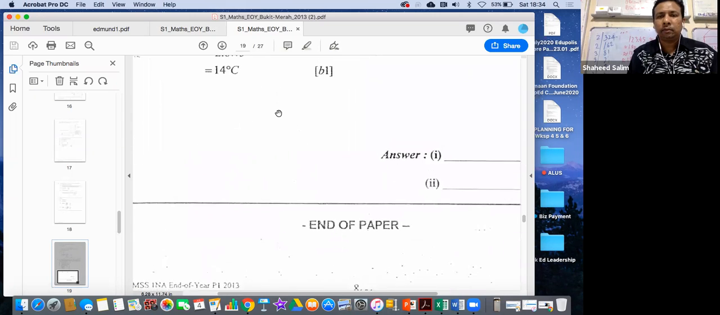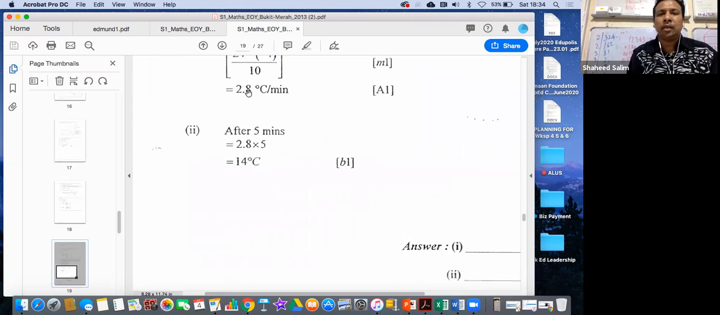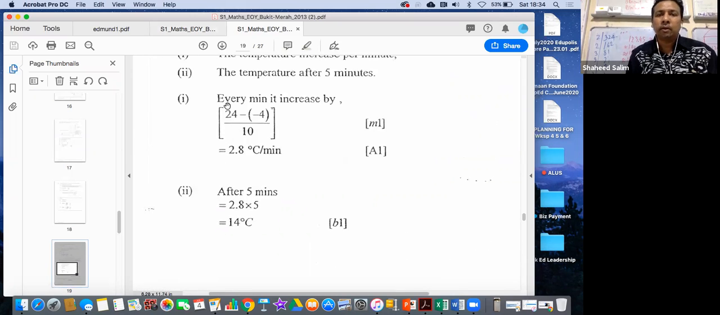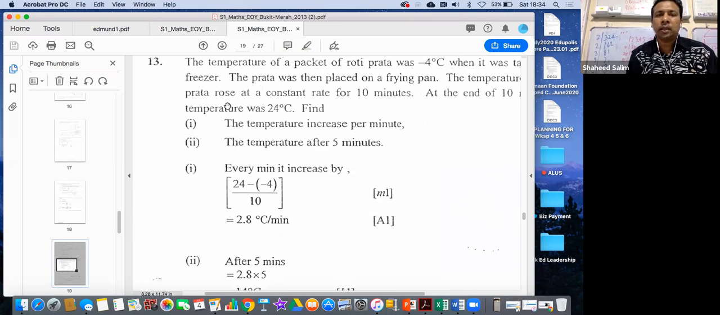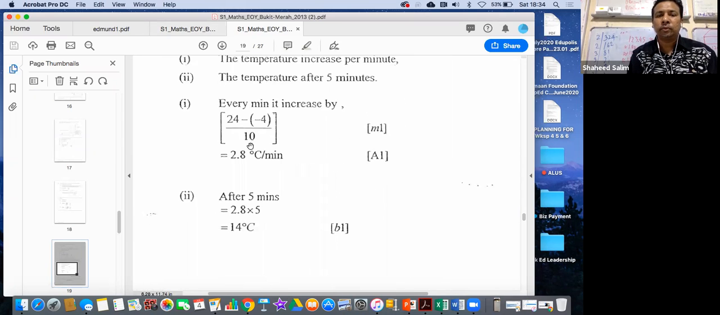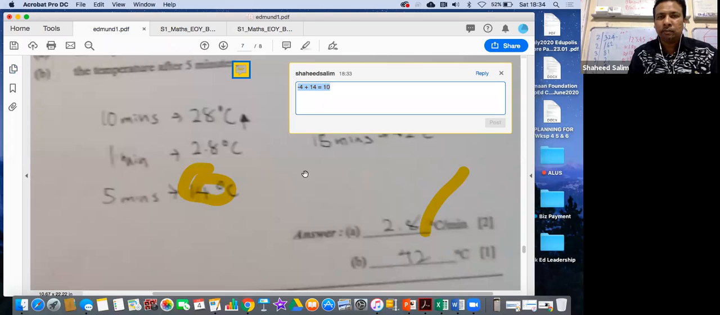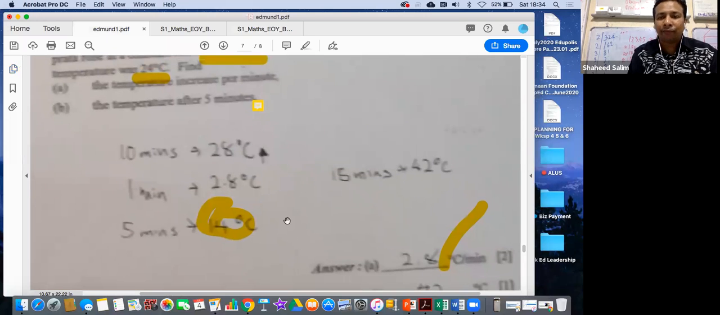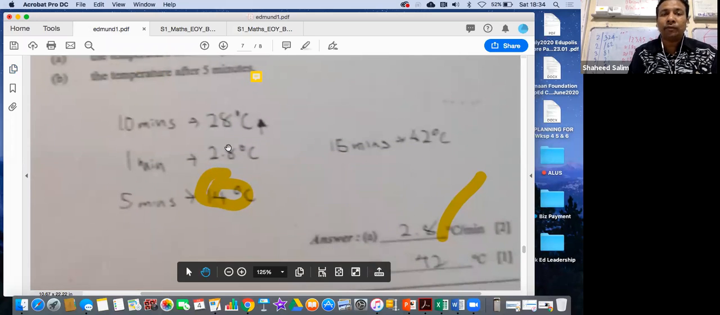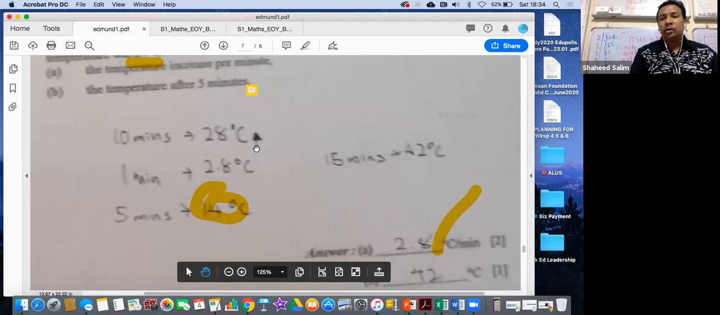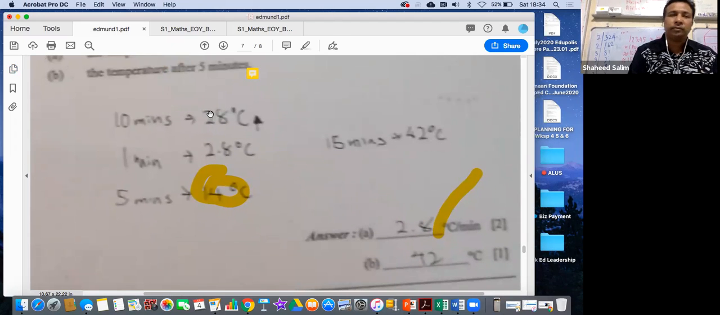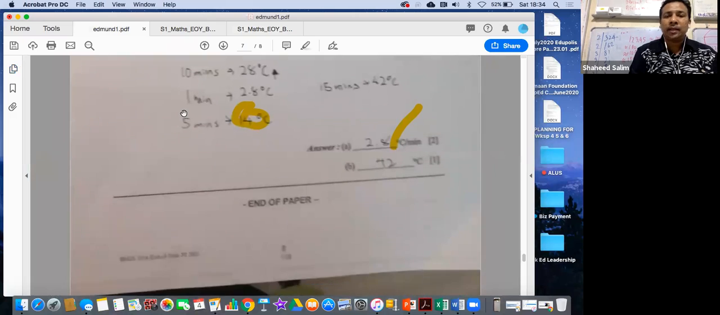So now, 14. Actually, they got it wrong here. See, down here, their answer key is also wrong. This one answer key is wrong. Correct, 14 degrees, you also got 14 degrees. But it's supposed to be after 5 minutes from the beginning. Yours is after 5 minutes extra. Okay, and that's the end of paper 1.